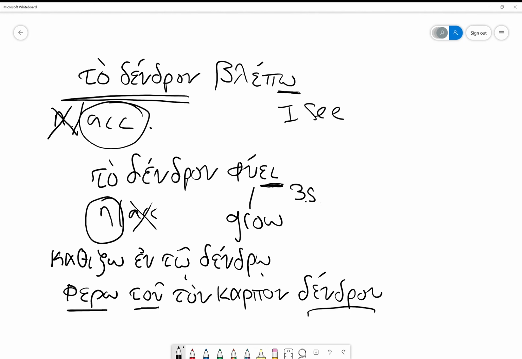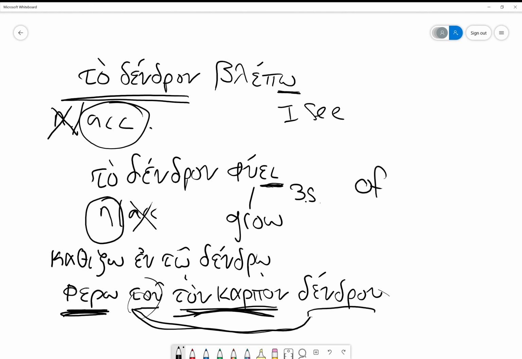So what this is, I'm carrying the fruit. So we look for the accusative. The accusative is ton karpon, fruit. So I am carrying the fruit of the tree. In this case, you can translate this genitive as "of." All right? So I carry the fruit of the tree.